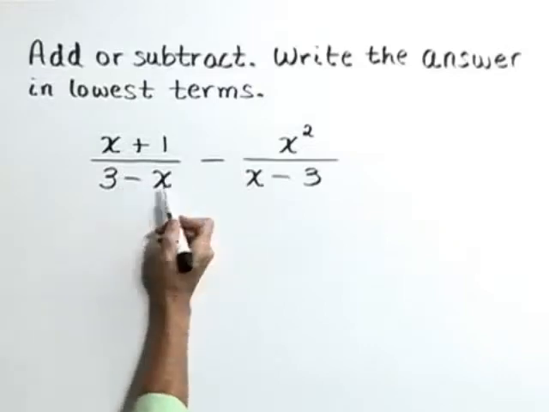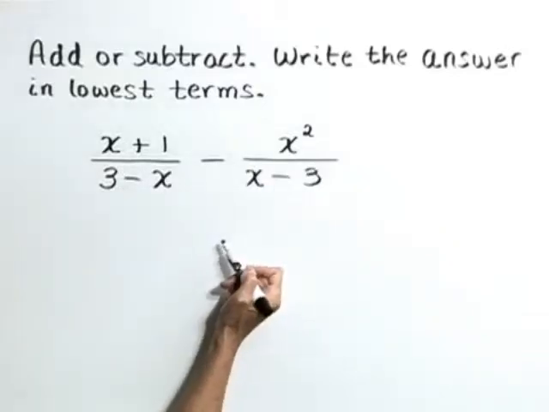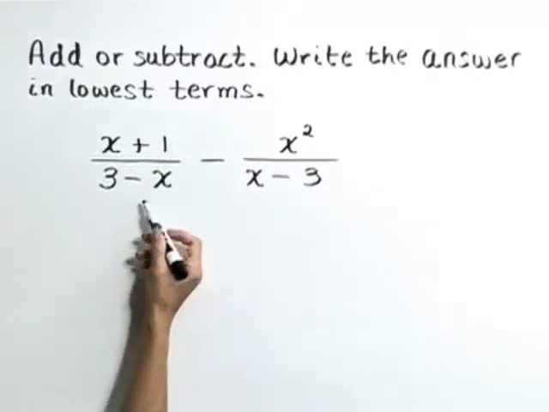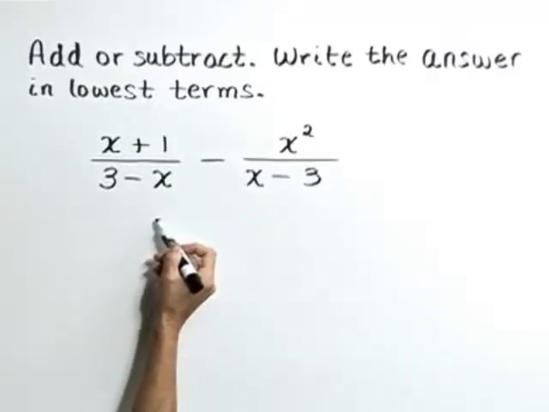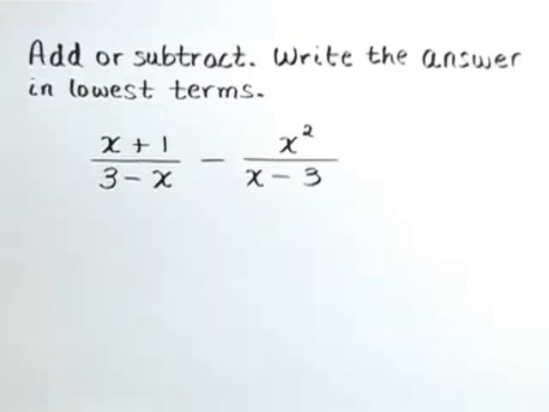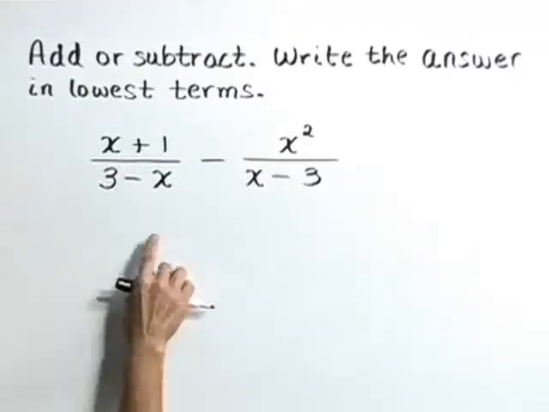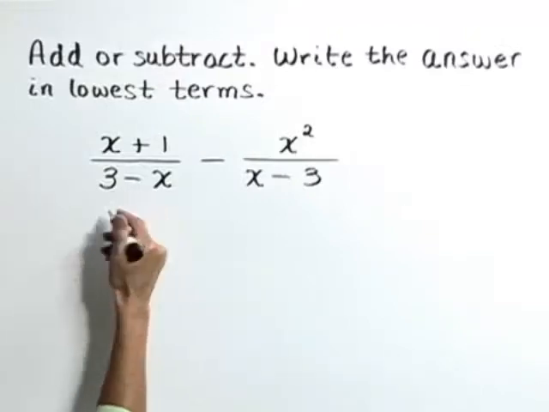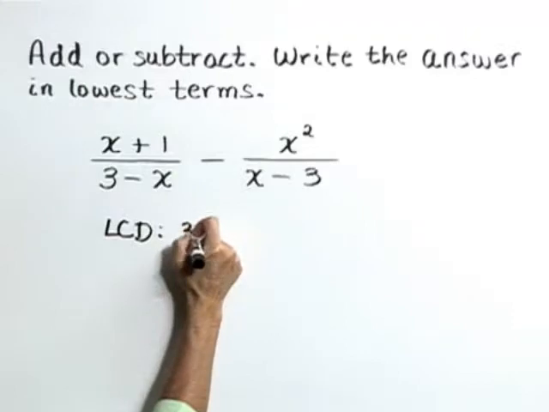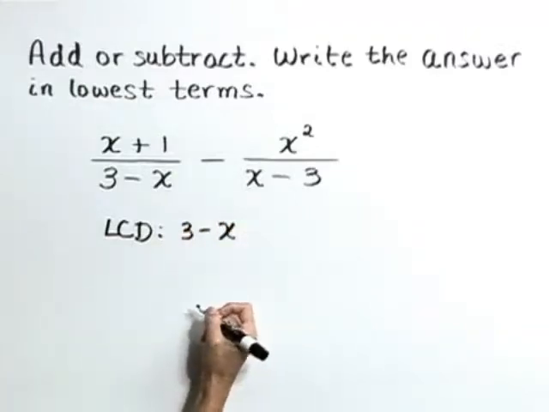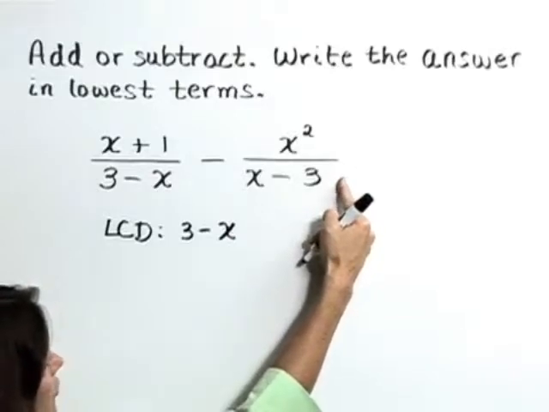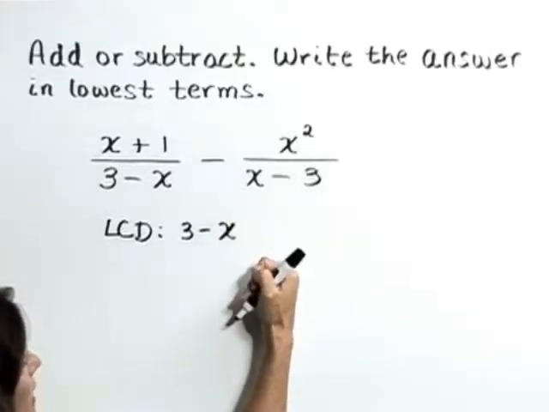Now, in inspecting these denominators, which we have to have a common denominator in order to subtract, we notice that they are opposites. So we can actually choose either one of them to represent the lowest common denominator. I'm going to choose the 3 minus x to be the lowest common denominator in this case, and thereby change the second rational expression so that it has that LCD.